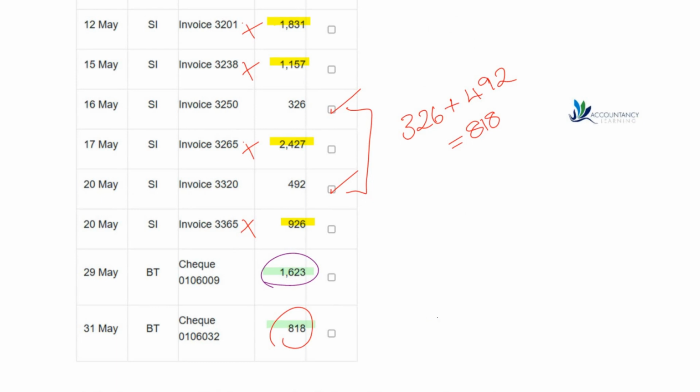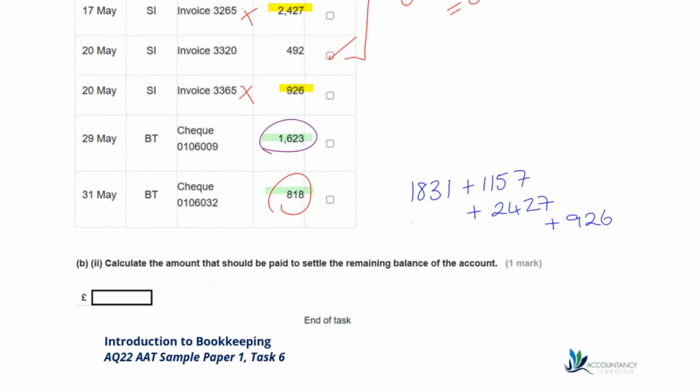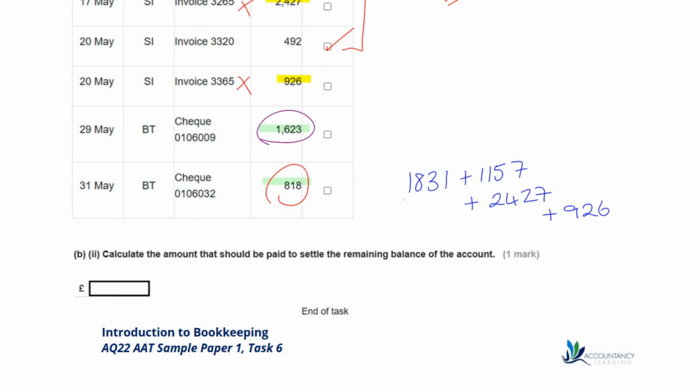So if we do a calculation, 1831 plus 1157 plus 2427 plus 926. So that is the outstanding amount. Add all of those together to get 6341 as the remaining balance of the account. That brings us to the end of task 6.